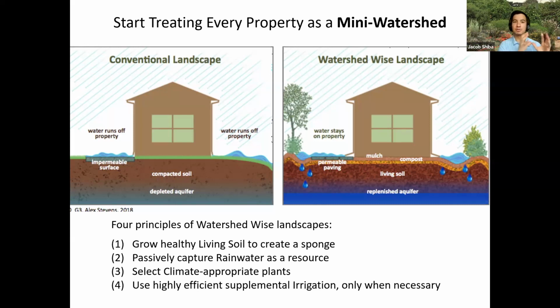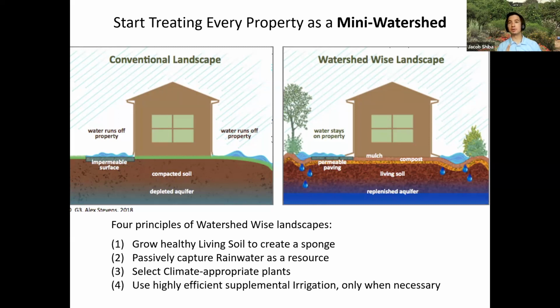And so what we want to do is convert all of these traditional or conventional landscapes to what we call a watershed wise landscape. And the beauty of this is we can do it to any landscape by following 4 principles. I'm going to touch on each of these right now, and we're going to dive into greater detail on each of these 4 principles for the remainder of today's presentation.